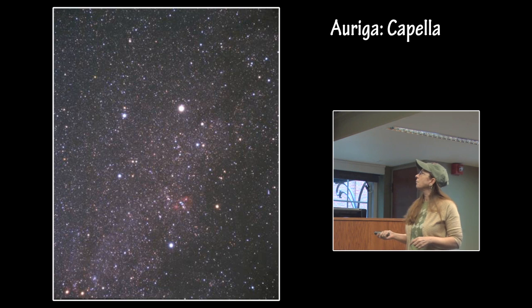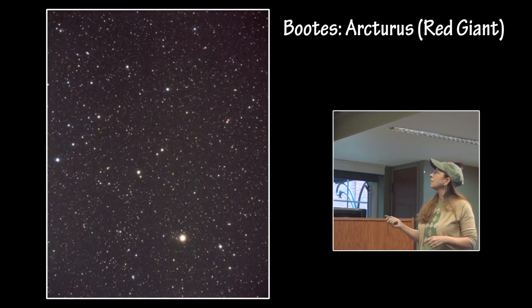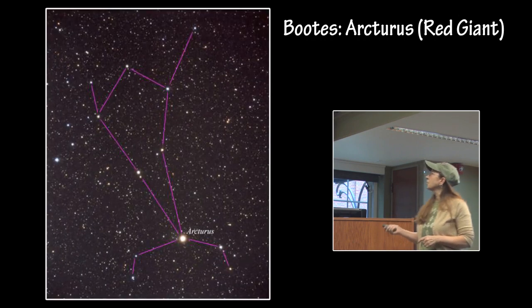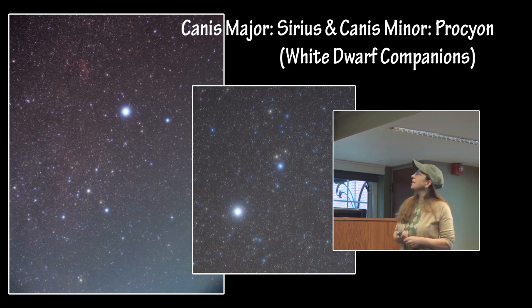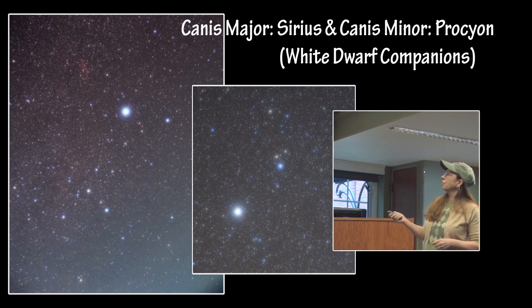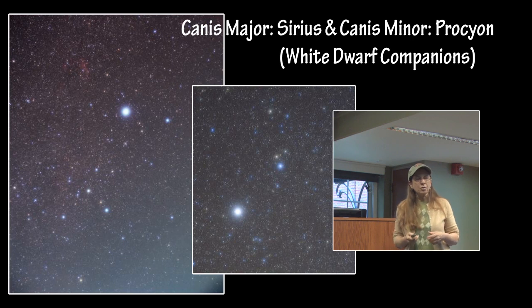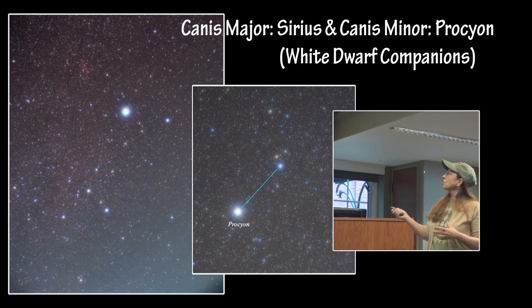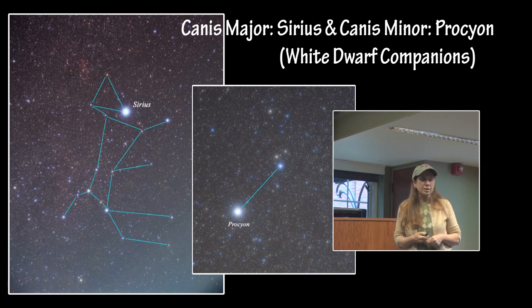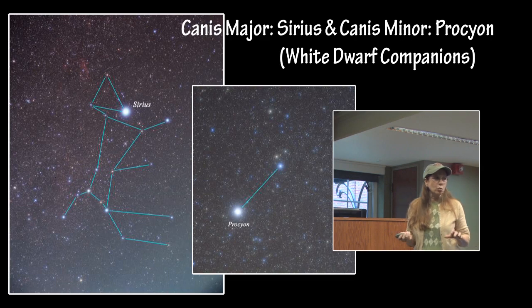Auriga with Capella, which is the chariot of Orion. Boötes, Arcturus, the shepherd, and Arcturus is a red giant, and that is an image of Arcturus. Canis Major and Canis Minor, which both have very, very bright, prominent stars. Procyon is the bright star in Canis Minor, and Sirius is the most prominent star in Canis Major. And what is interesting about those two stars is they both have a white dwarf companion.